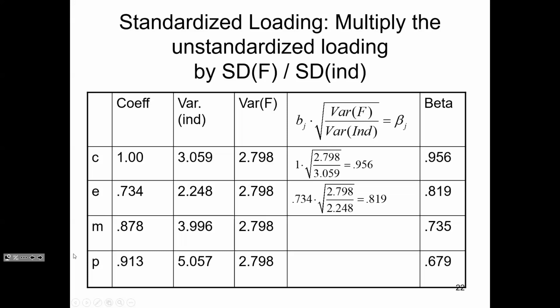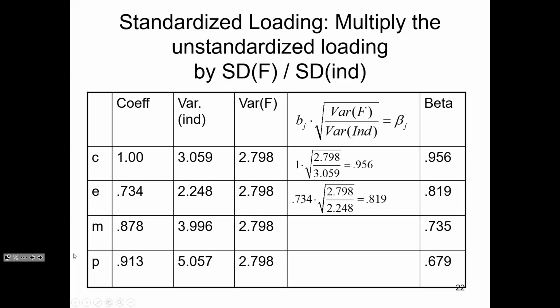And of course, the standard deviation of the indicator is just the square root of the variance of the indicator. So if you want to get a standardized loading and you have the unstandardized loading, you can just take the unstandardized loading. In this case, we're constraining the variance of the factor to be 1. So we don't even have to worry about the standard deviation of the factor because it's going to be 1.